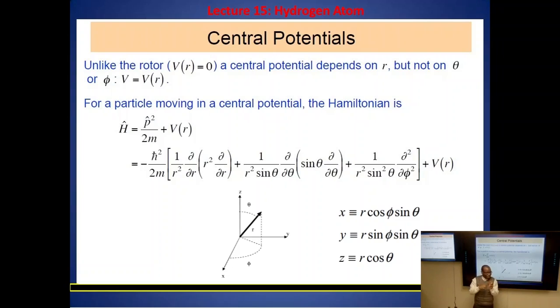You excite it, where next? Still bound, but higher. And then you ionize, it's free. So bound solutions will be just radial. That's why our radial equation, in spherical coordinates, is good. So when I say radial, it means that.